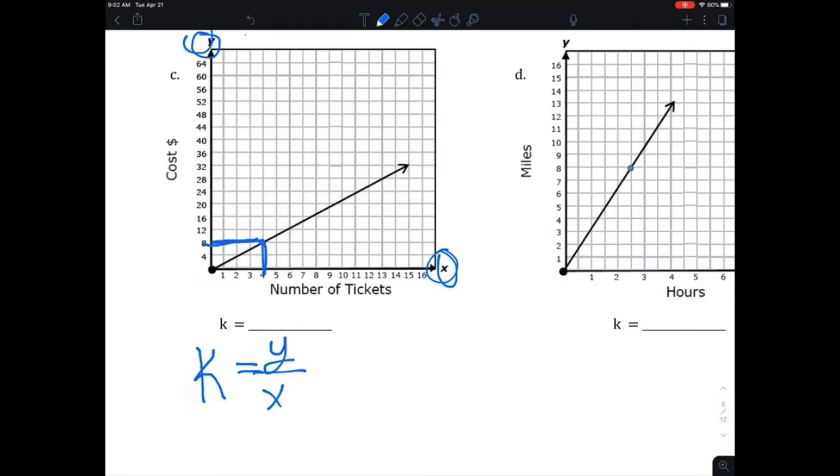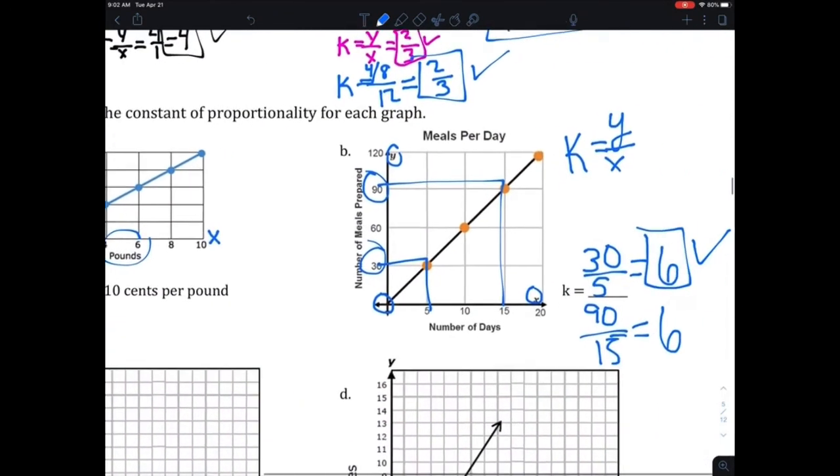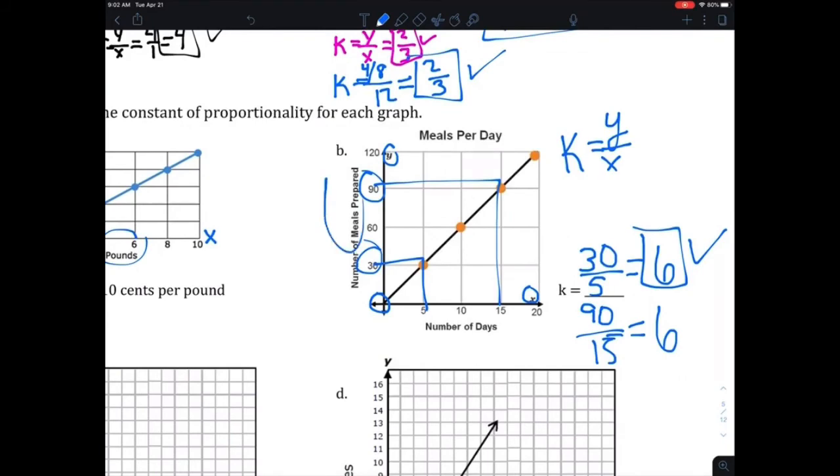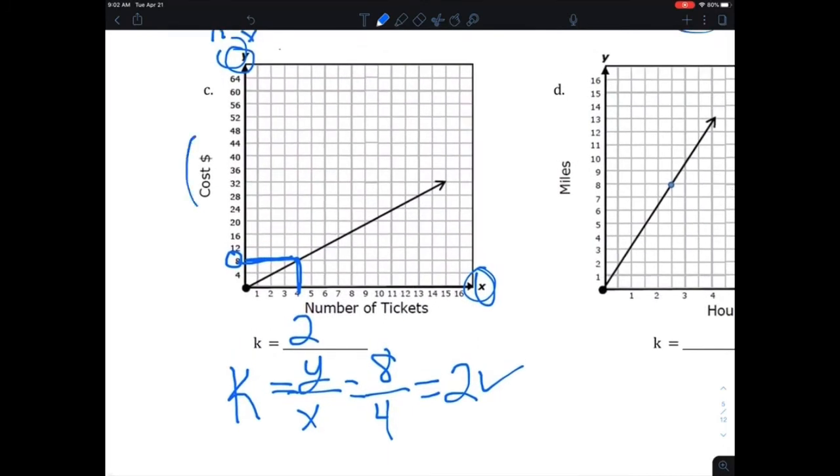Again, that point's already given to us. So my y value is 8, and my corresponding x value for the 8 would be 4. Good. So is that in simplest terms? Is that my answer? It can be, but it's not in simplest terms. So we could do 8 divided by 4, which gives us 2. Therefore, K equals 2. My constant of proportionality is 2 for number of tickets. Just like up here, it was 10 cents per pound. Here it was 6 meals prepared a day. Same thing here, $2 per ticket.